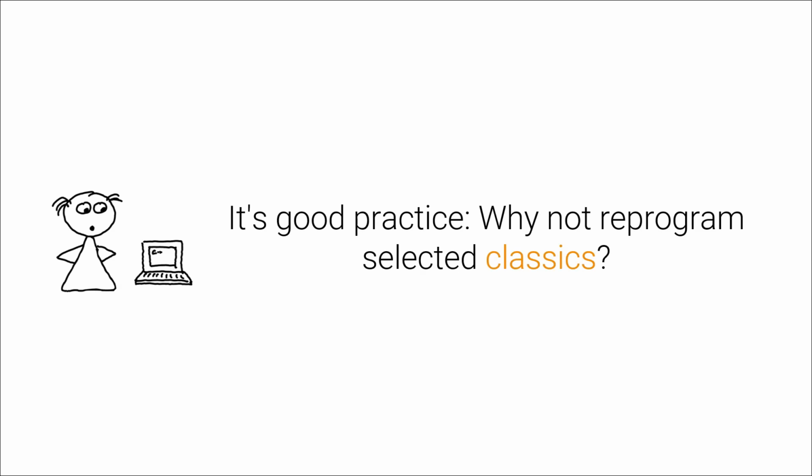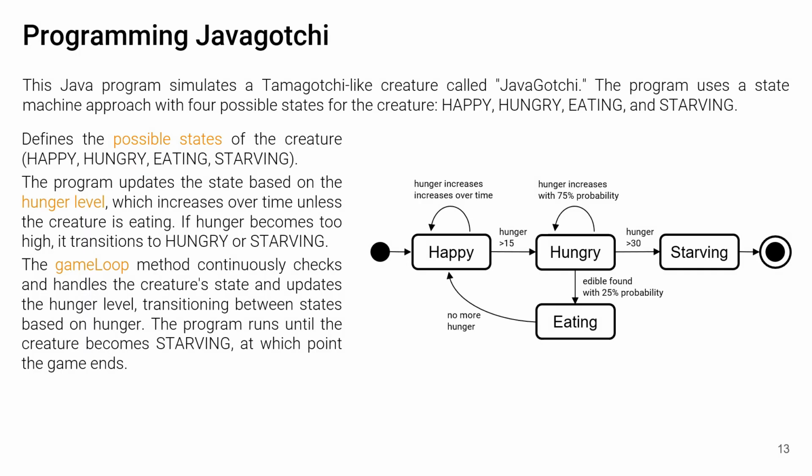We've already mentioned it. Reprogramming classics is good practice. I like to show this example in the first programming semester, when the students are getting to know the Java programming language. It is about programming a simple Tamagotchi without interaction on the console with text output. We call it Javagotchi, and it has 4 states: happy, hungry, eating, and starving.